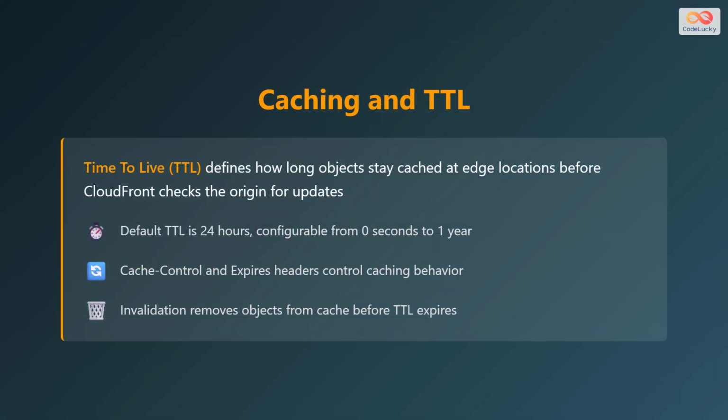Caching behavior is controlled by time to live, or TTL. TTL defines how long objects stay cached at edge locations before CloudFront checks the origin server for updates. The default TTL is 24 hours, but you can configure it anywhere from 0 seconds to 1 year, depending on your needs. Cache control and expires headers in your HTTP responses control the caching behavior. If you need to remove content from the cache before the TTL expires, you can use cache invalidation to forcefully delete objects from all edge locations.